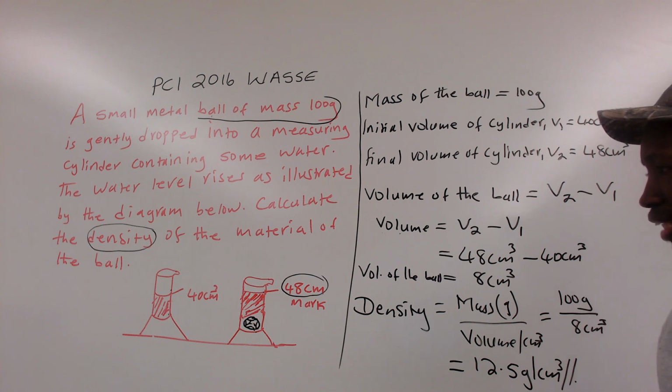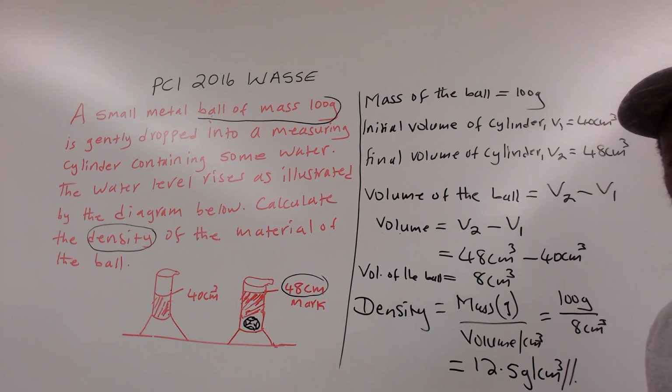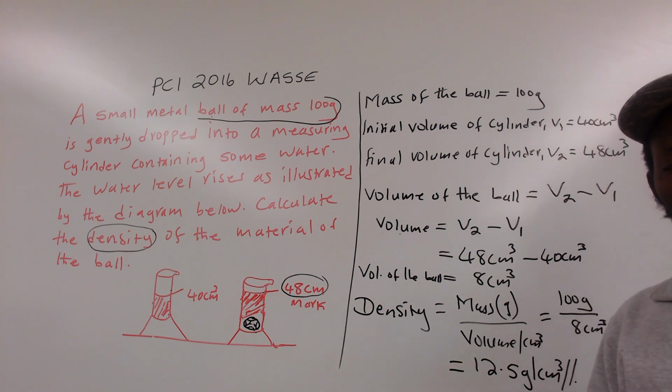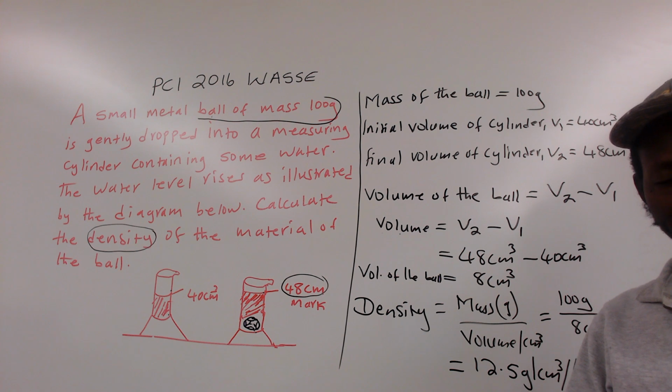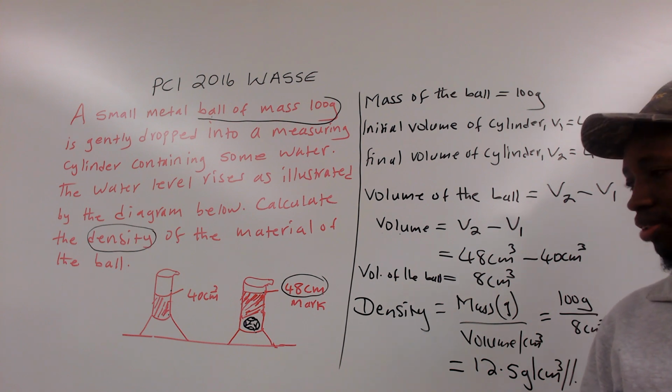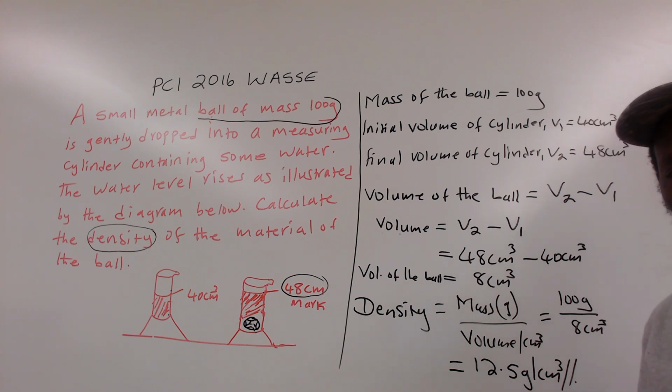If you have an object with a volume of 2 centimeters cube, and you place something inside it and it increases to 5, what is the volume of the object you placed inside? Just subtract the difference. So 5 minus 2 is going to give you the volume of the material you place inside that object. This is it. So this is just a short problem.